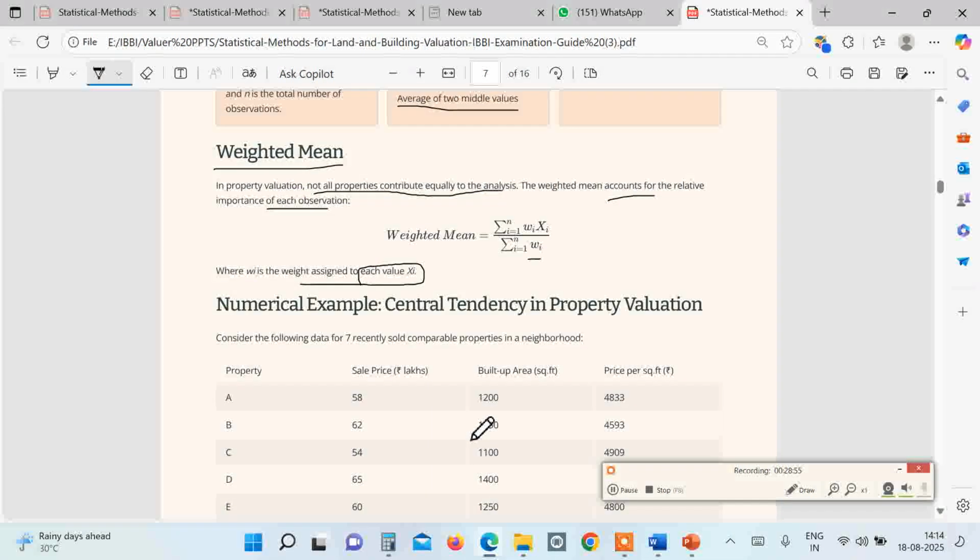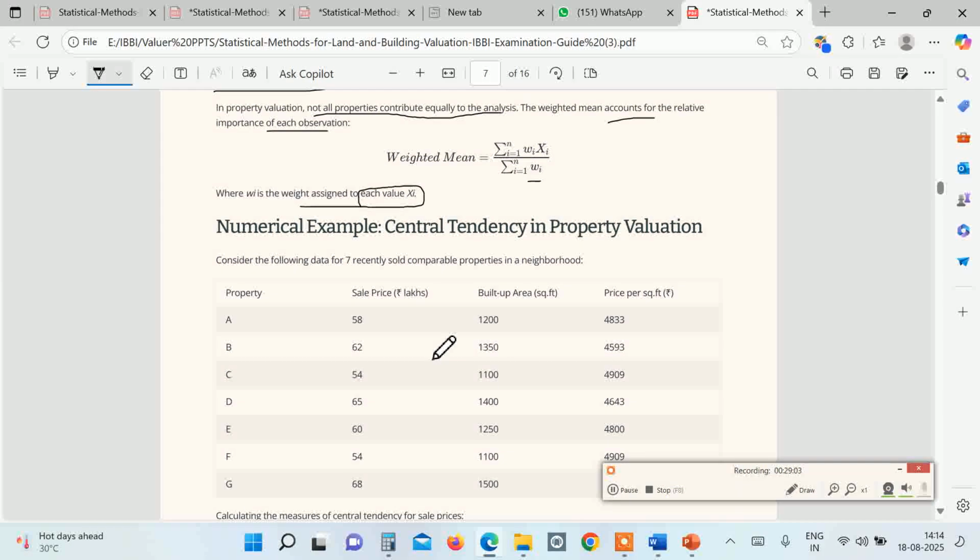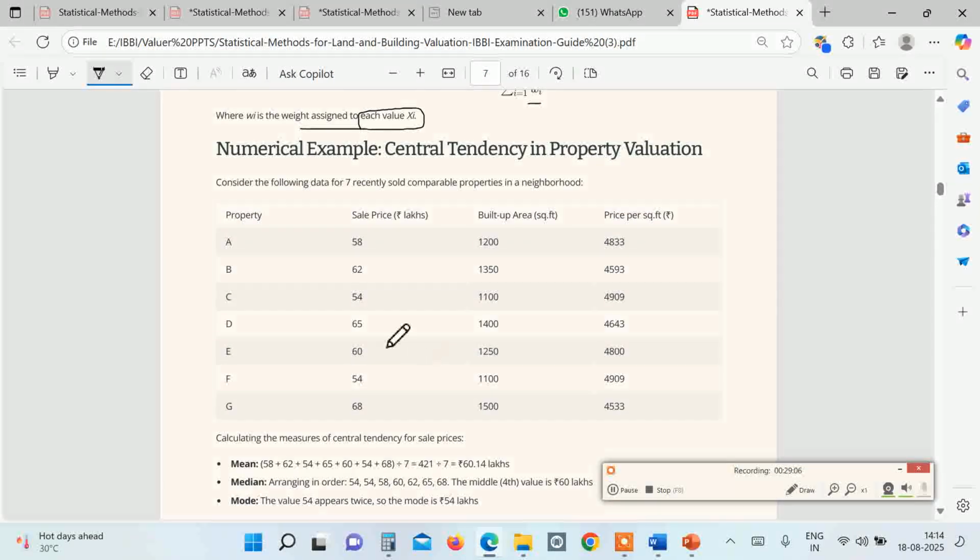Now we will take an example that will make things clear on how you can calculate the weighted mean and other things. See, you have collected the data of seven recently sold comparable properties in the neighborhood of the property for which you have to do the evaluation. So these are seven properties A, B, C, D, E, F, and G. The sale price of A is 58 lakh. Its built-up area is 1,200, and the rate per square feet is 4,833.